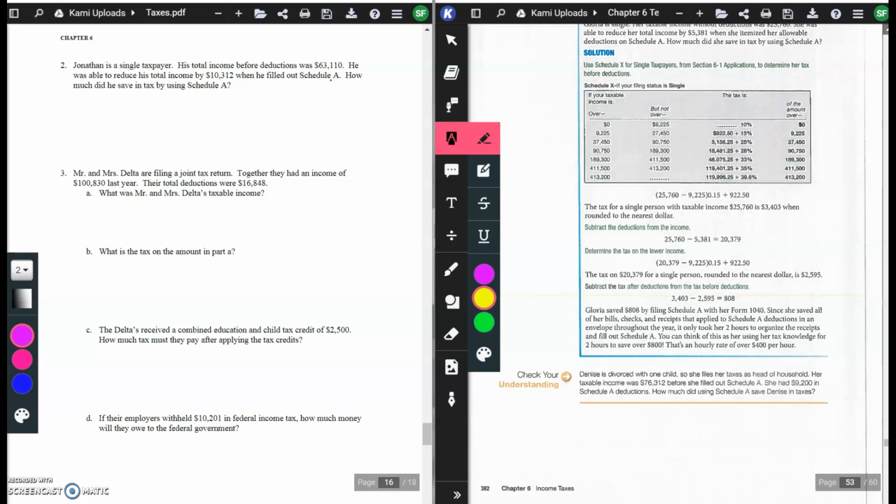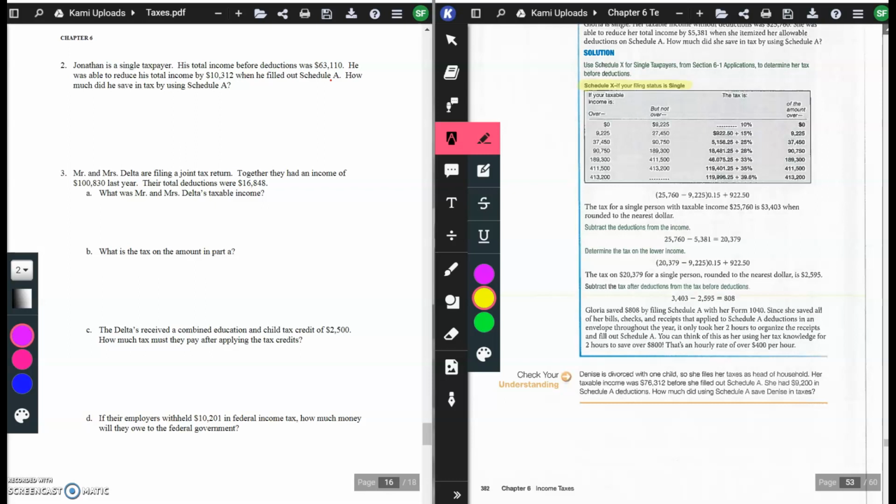Number two, Jonathan is a single taxpayer. We are going to use the table off to the side here on the right on page 382. That's Schedule X if you are filing as a single. Right here up at the top, it shows you if you are filing as a single. So we're going to use that chart. It says his total income before deductions was $63,110. He was able to reduce his total income by $10,312 when he filled out a Schedule A. How much did he save in tax by using Schedule A?